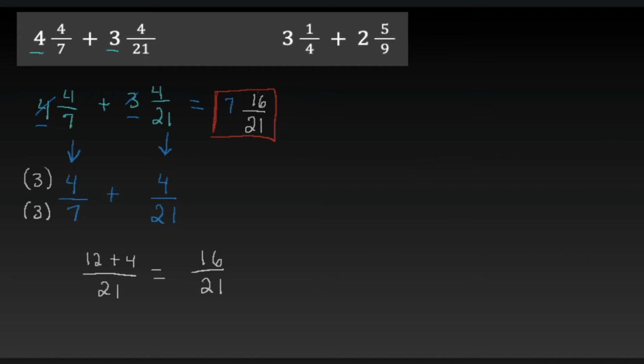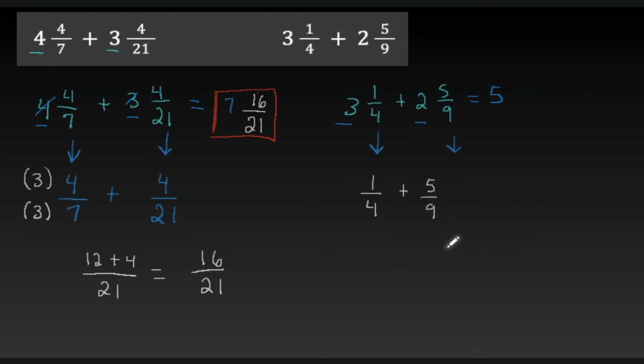So again, I'm going to rewrite this so I'm not marking up the original problem here. So we have 3 and 1/4 plus 2 and 5/9. Again, we're going to get rid of the whole numbers by adding them together. So we have the 3 and we have the 2, which is equal to 5. Okay, so now we're going to work with the fractions. So we have 1/4. We're going to bring that down. We're going to bring down the 5/9. Okay, so we have 1/4 plus 5/9.